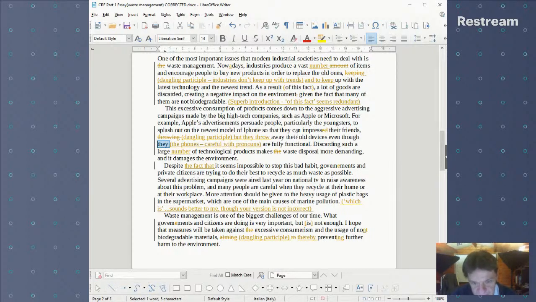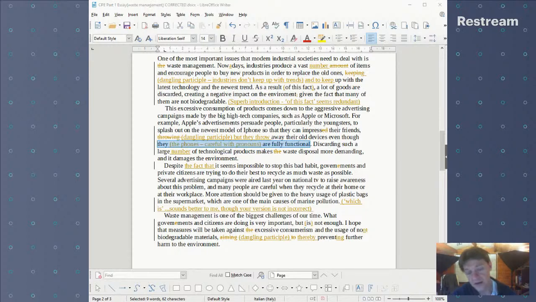So the first time that our student, my Italian student, again, the Italian stallion, uses they is to refer to the youngsters. Then he uses their. And really, we ought to be still referring to the same youngsters, to their friends, because it's a pronoun as well. So good, we are. But they throw away their old devices. Okay, we're still talking about the youngsters, even though the youngsters are fully functional. Right at the end, we've got a they suddenly referring not to youngsters, but to the phones. And so I would actually change this they for the phones.